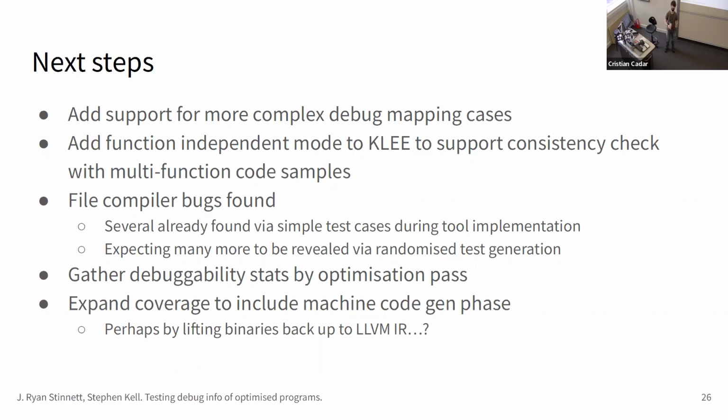And then we'd also like to gather debuggability stats across optimization passes in LLVM to see which passes have more of an impact on the debug info. Are there some that just constantly throw it away every time they run, or that sort of thing? And then probably as future work, beyond a first submission here, we'd like to expand this to cover the machine code generation phase. So the current approach just covers the optimization phase of the compiler, and so there could certainly still be bugs in debug info handling after that, after optimization and into the machine code phase. So we'd hope to handle that as well by lifting things back up to the LLVM IR level.